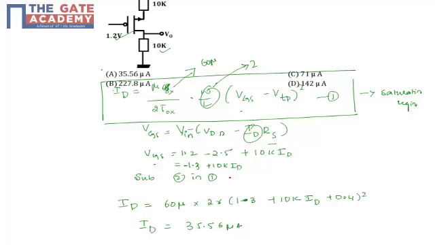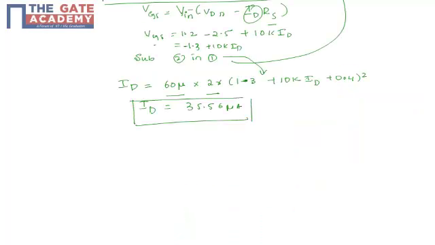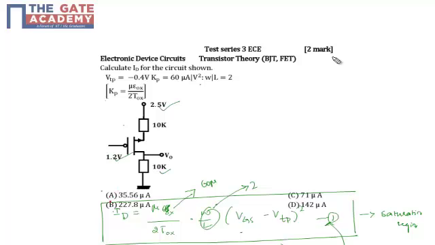So we'll substitute this VGS value in this equation, and we know the mu, COX value and W by L ratio. Substituting this VGS here and simplifying the equation, we'll obtain the ID value as 35.56 microamps. So that is option A.